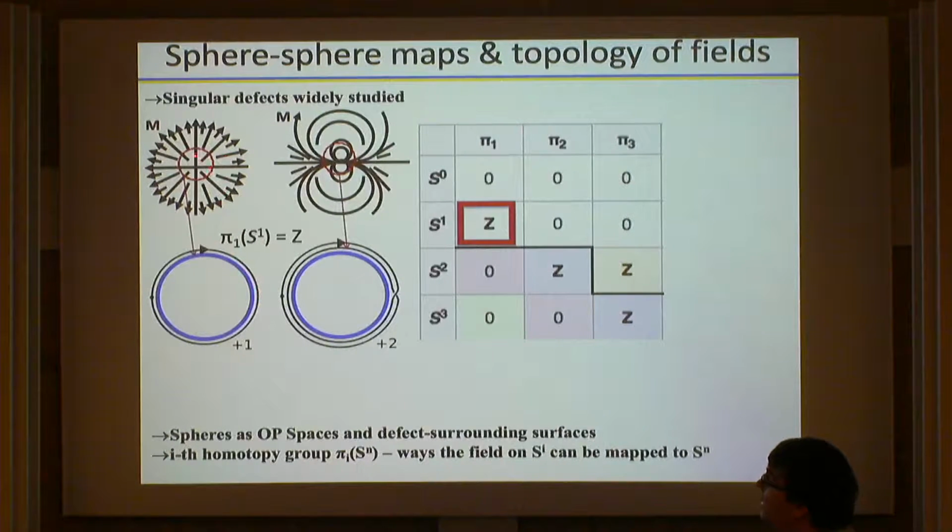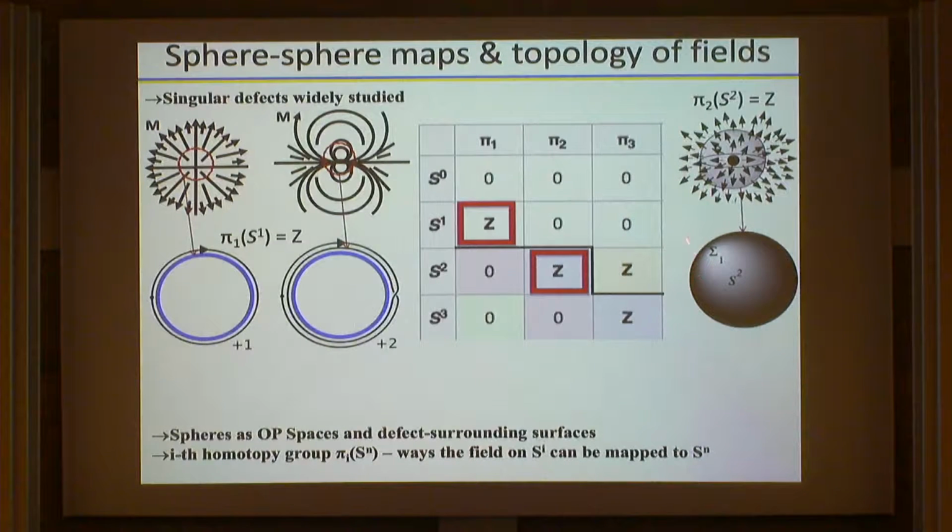Here, it's a map from an S1 sphere, or circle, to another S1 sphere. And in both cases, we get integers, 1 or 2 in the other case. Those are the elements of the pi1(S1) group, and this is how we typically label them.